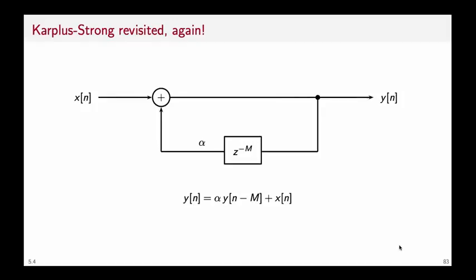Finally, let's revisit another classic, namely the Karplus-Strong algorithm, and let's try to analyze its behavior using the convolution theorem. Remember, the Karplus-Strong algorithm is initialized with a finite support signal x of support capital M, and then we use a feedback loop with a delay of capital M taps to produce multiple copies of the original finite support signal scaled by an exponentially decaying factor alpha.